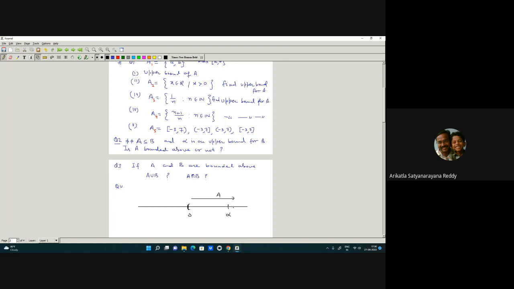Anyone want to argue whether his argument is correct or not? Any comments? Rahul told, yeah. Any other? Be quick. See, Rahul is saying that it is not bounded above. The reason is that alpha is a real number, then alpha plus 1 belongs to A2. So he found a number which is greater than alpha. That's why A2 is not bounded above, or it does not have an upper bound.